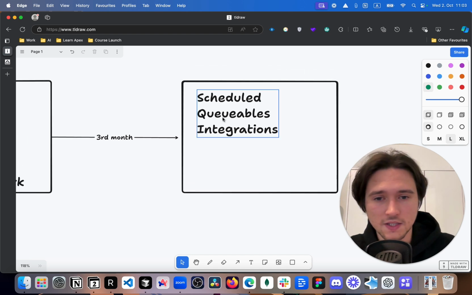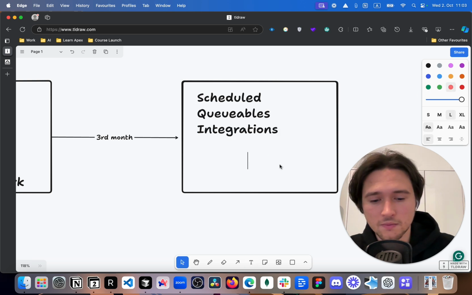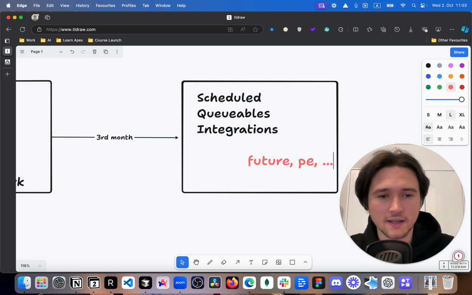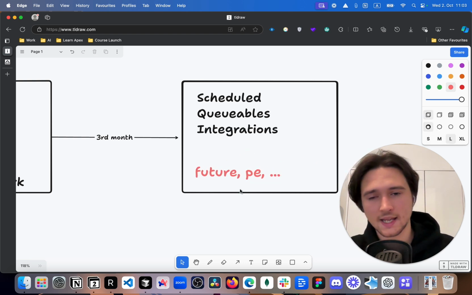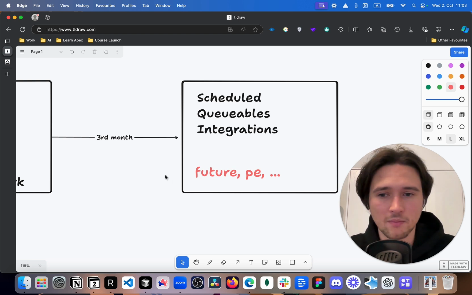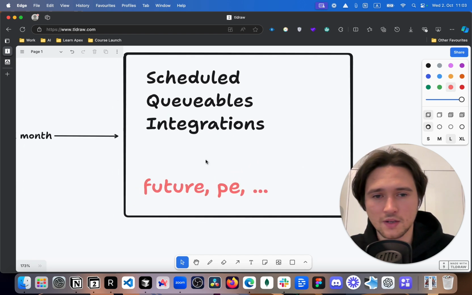Okay, so we have here scheduled, queueable, and integrations. What we don't have here are, for example, future methods, platform events, whatever, like all the other things that you're going to hear about. You don't need them, because again, we're focusing on the most important things. You can pick up those side things at any point, okay? So you don't need all of this.